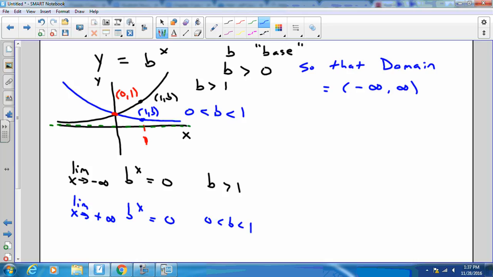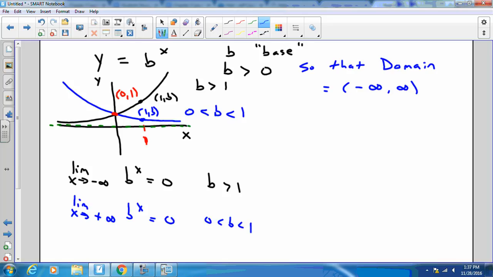Questions so far? Okay. Good. Yes. So when b is greater than 1, then x goes to negative infinity. But it never comes to x equals 0 then.